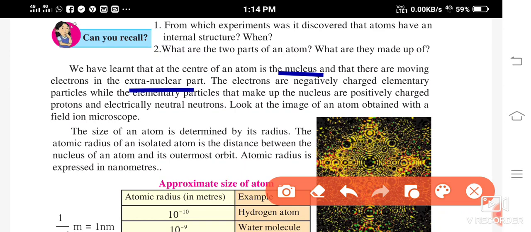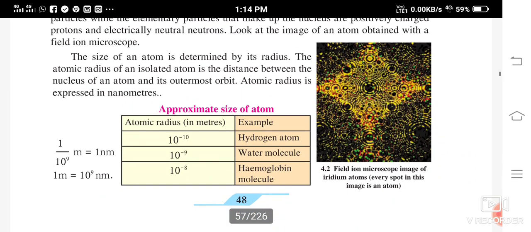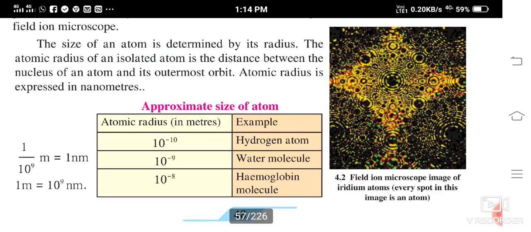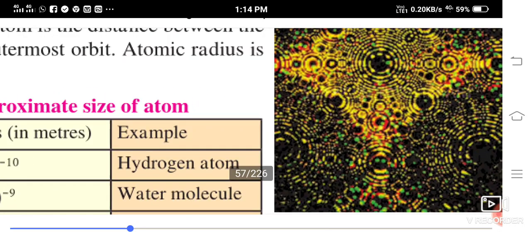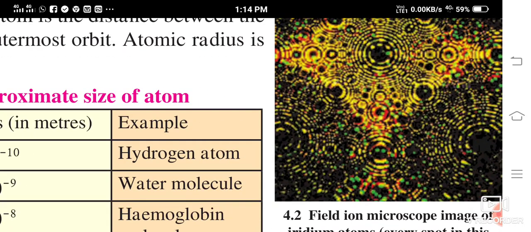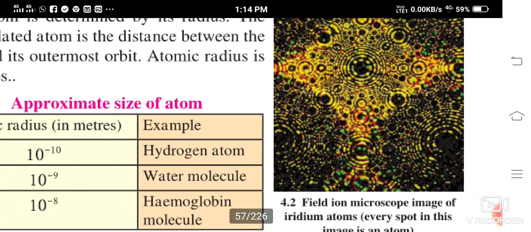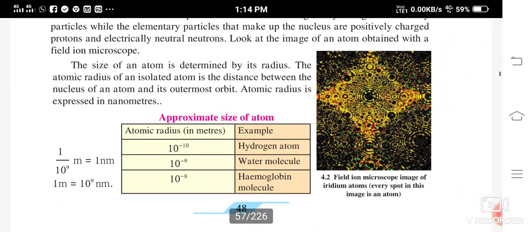So look at the image of an atom obtained with a field ion microscope. You can see below the image of an atom. See, field ion microscope images of iridium atoms. Every spot in this image is an atom. So you can see over here, isn't it? Each spot which is there represents an atom.